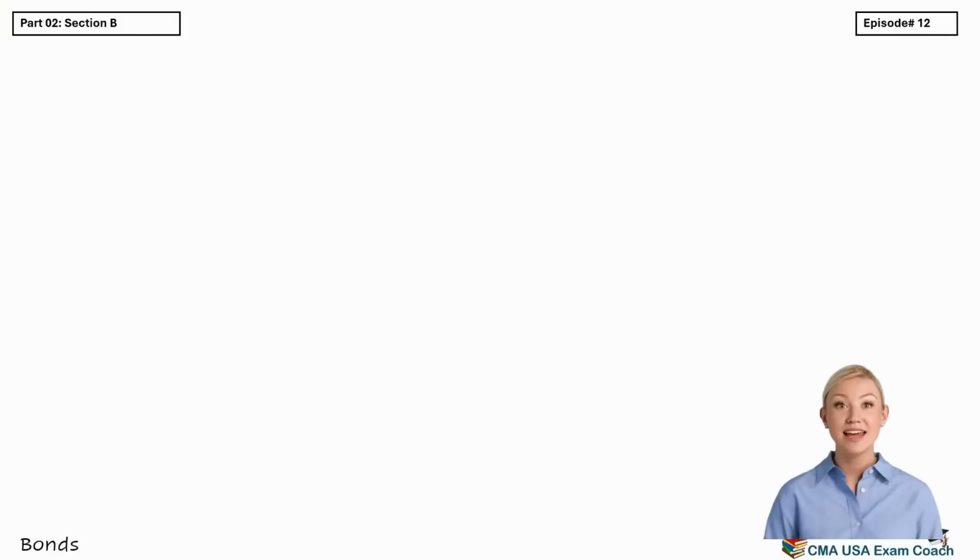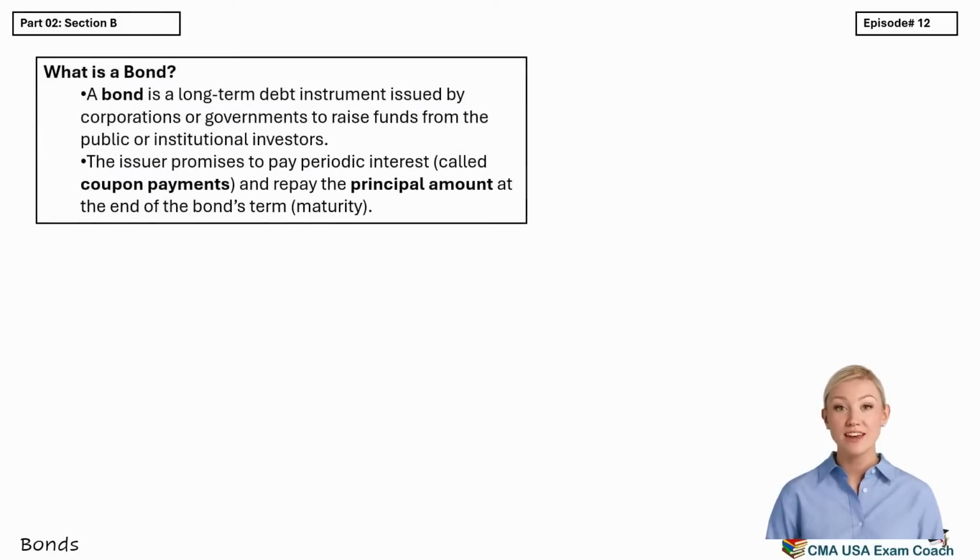A bond is a financial instrument used by corporations or governments to borrow money from investors for a fixed period. In return, the issuer agrees to pay periodic interest, called a coupon, and repay the original amount, known as the principal, at maturity. Now, how does this differ from a bank loan?